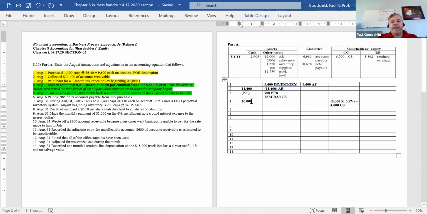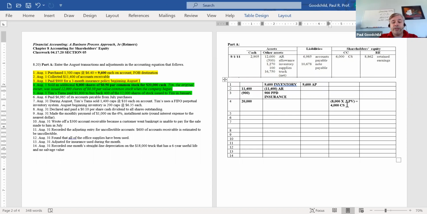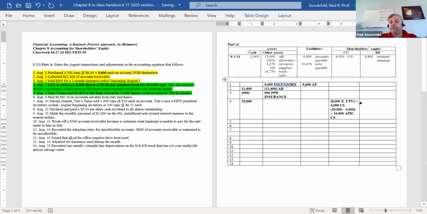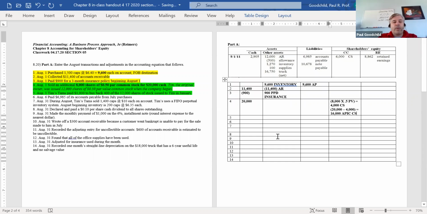So it's going to increase our cash by 20,000. So we have to figure out, okay, where does the balance go? And that answer is whatever's remaining versus the par value. You take the 20,000 proceeds minus the $4,000 for common stock, and you get $16,000 in additional paid in capital for common stock. Okay. So we've finished with number 4.